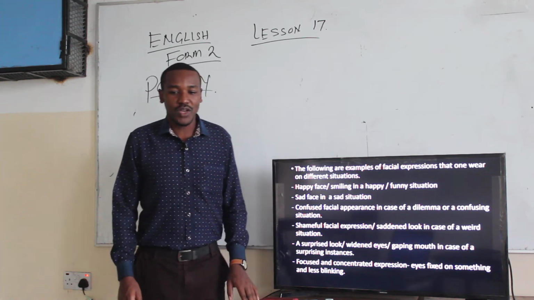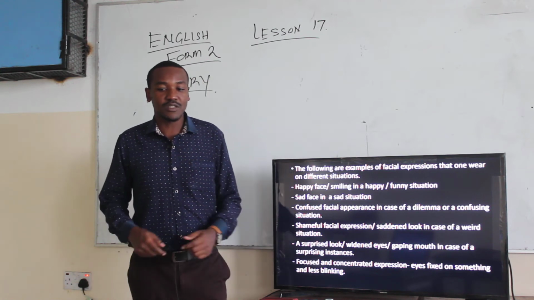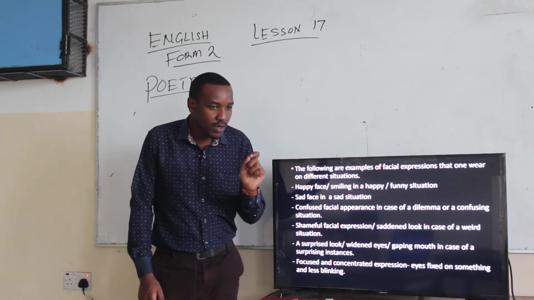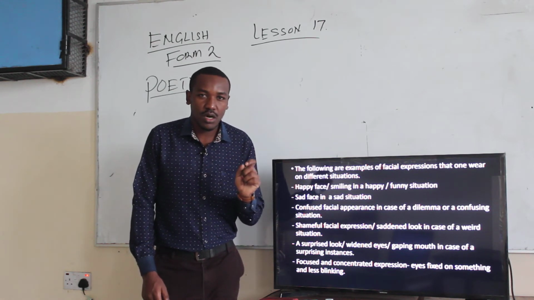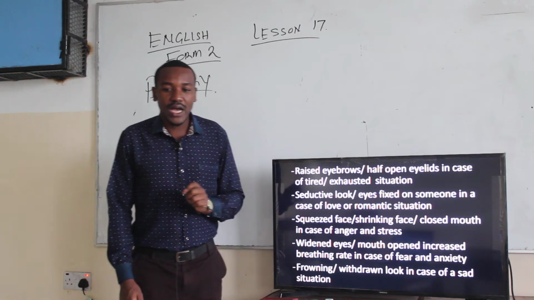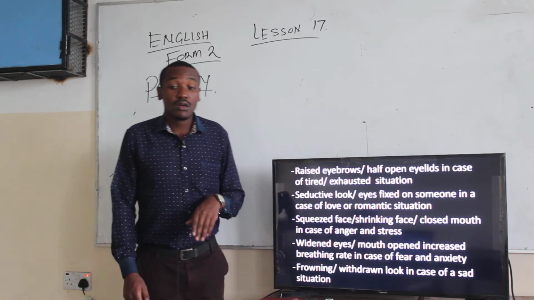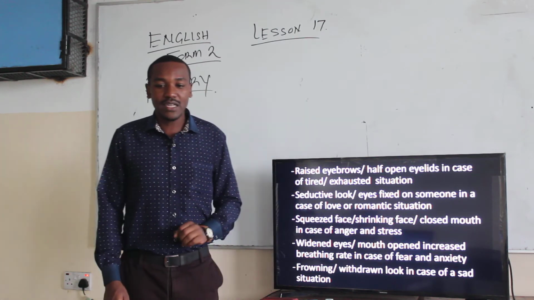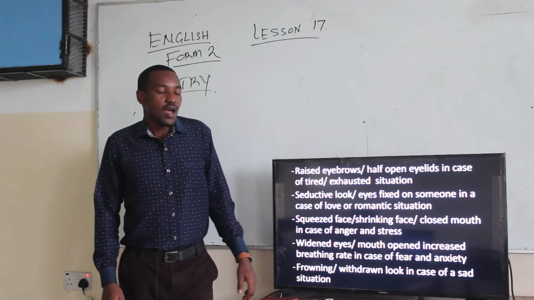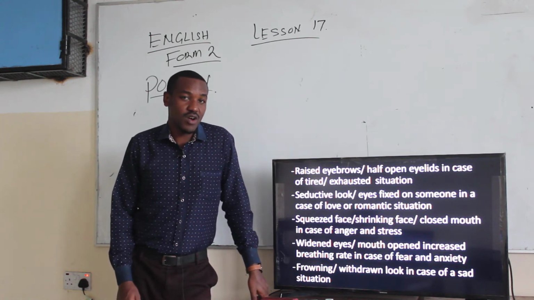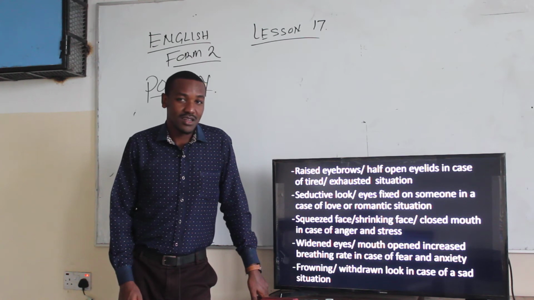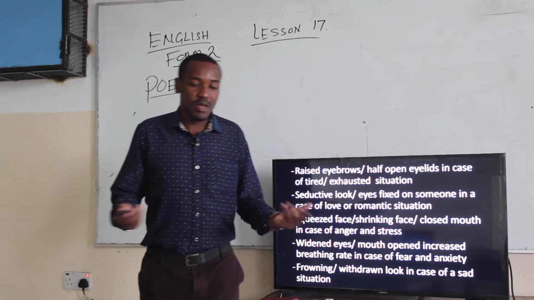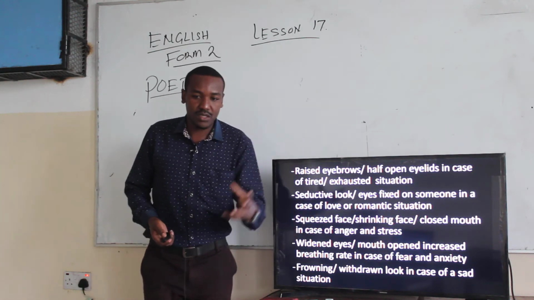Then a focused and concentrated expression. So I am fixed on something and blinking less. So much focus, keen attention on something. Then we have raised eyebrows. Have open eyelids, not fully open, in case of being tired or exhausted. There you are, and you are really tired of something. Then there are those looks fixed on someone, maybe for love and so on, specifically fixed on a person.